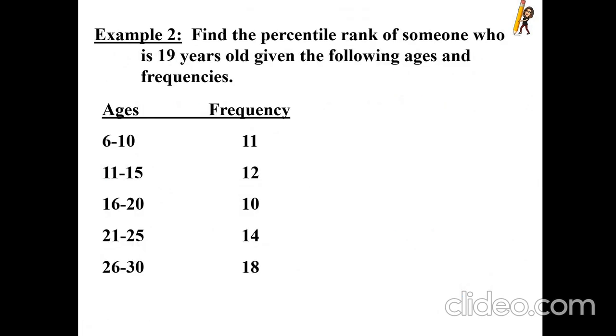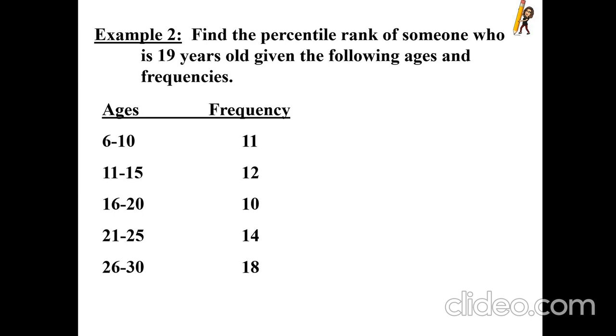All right, finding a percentile rank of a frequency distribution. So now we don't have the raw data set like we did in the last two problems. We just have a frequency distribution. So remember, with a frequency distribution, we don't know how many of the 11 people between the ages of 6 and 10 were 6-year-olds or 10-year-olds, right? We just know that 11 of these people that we surveyed were between the ages of 6 and 10. They could all be 10-year-olds. They could all be 6-year-olds. They could be 6, 7, 9, 8, all those things, right?